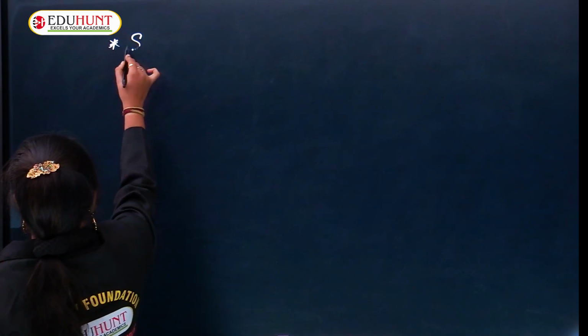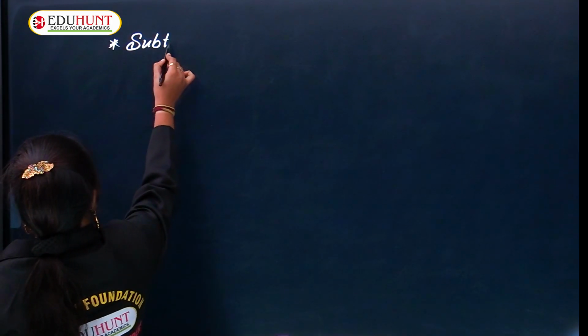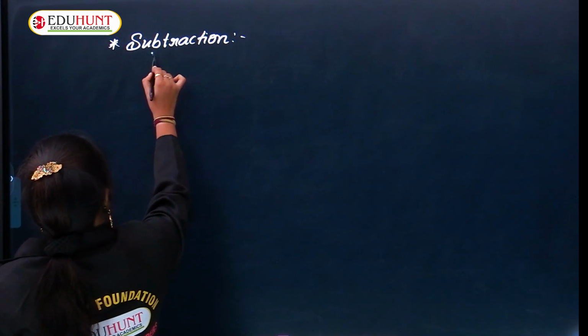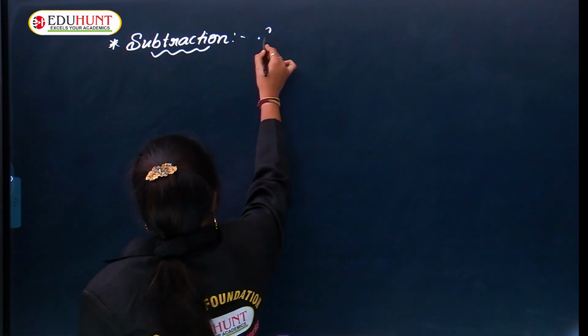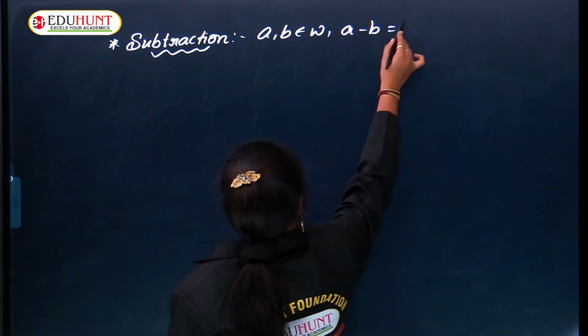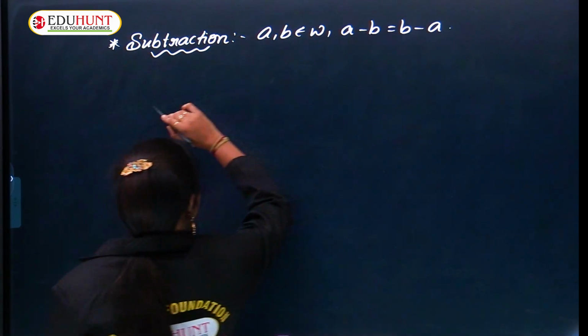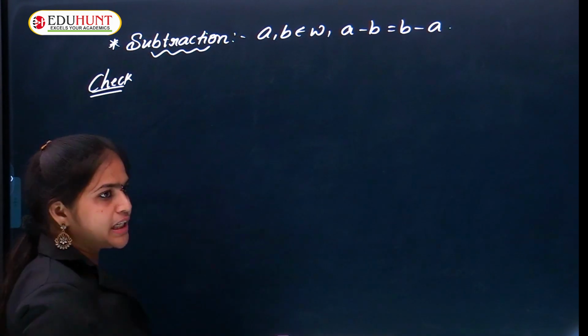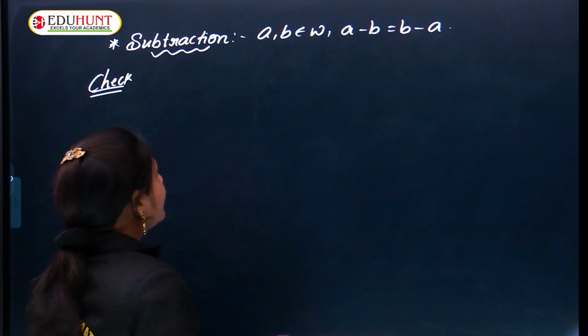Under subtraction, see that. What is that condition? A comma B belongs to whole numbers. Now here the condition is A minus B is equal to B minus A. Is it correct or not? Does it satisfy or not? Just we have to check it. Understood? Now here see that.